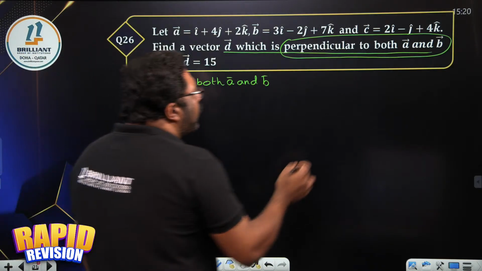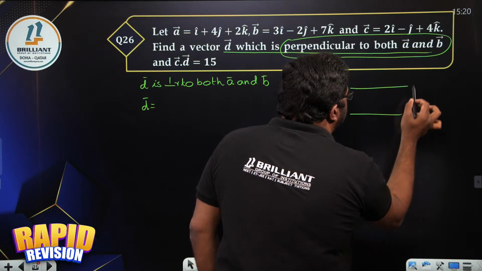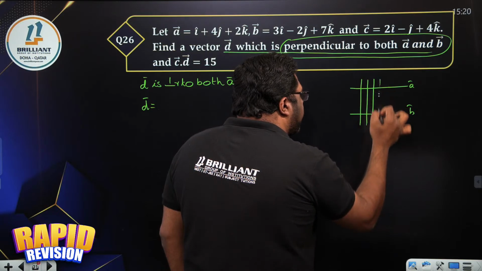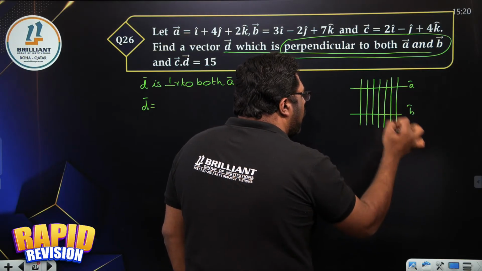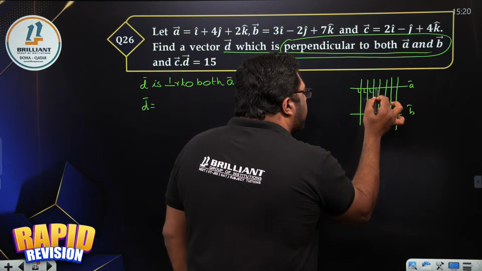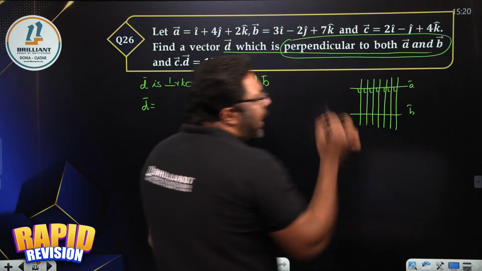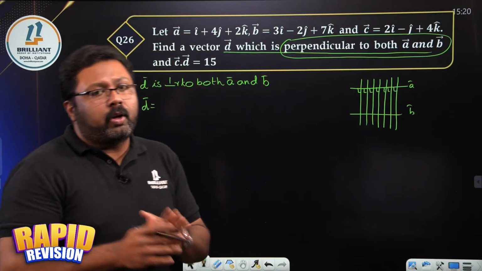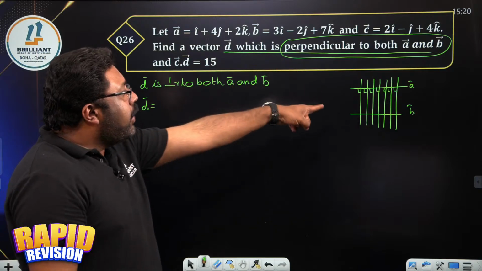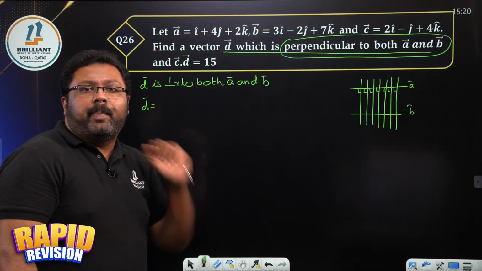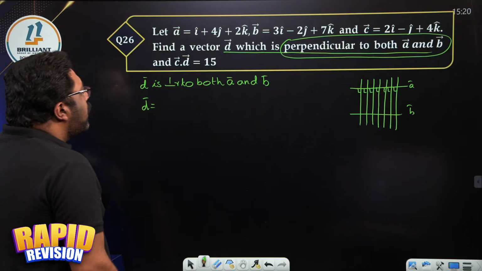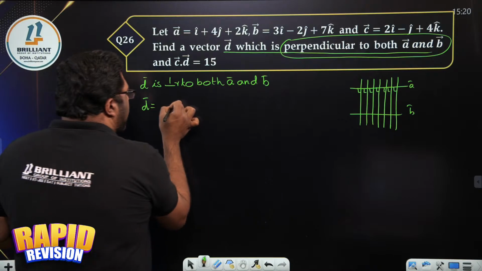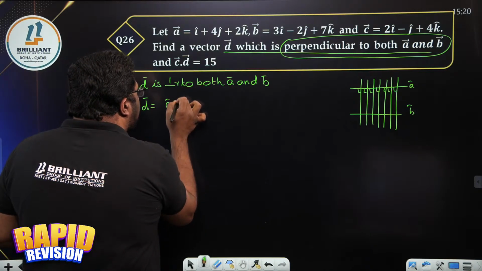Understand, if you have A and B like this, I can find infinite number of vectors which are perpendicular to both A and B. I can find infinite number of vectors which are perpendicular. They need not be parallel because it is 3-dimensional space. I can find infinite number of vectors which are perpendicular to both A and B. But I am supposed to find a vector which is perpendicular. So I'll simply say D is equal to A cross B.